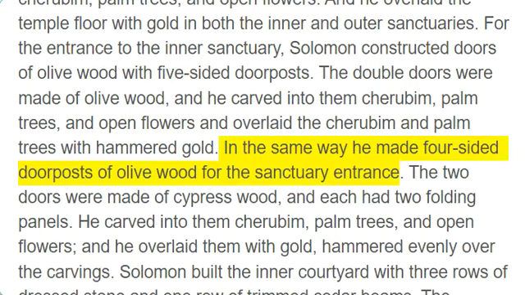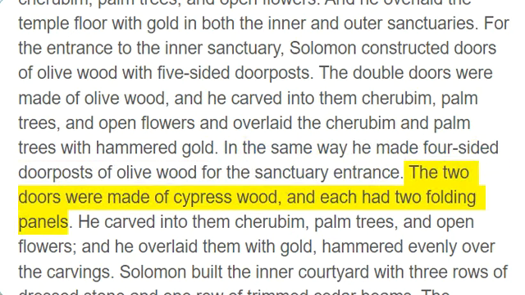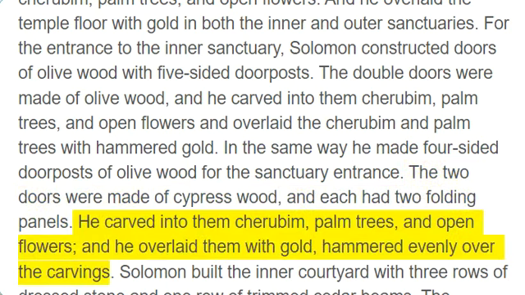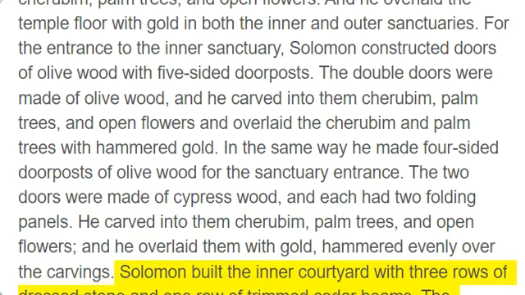In the same way he made 4-sided doorposts of olive wood for the sanctuary entrance. The 2 doors were made of cypress wood, and each had 2 folding panels. He carved into them cherubim, palm trees, and open flowers, and he overlaid them with gold, hammered evenly over the carvings. Solomon built the inner courtyard with 3 rows of dressed stone and 1 row of trimmed cedar beams.